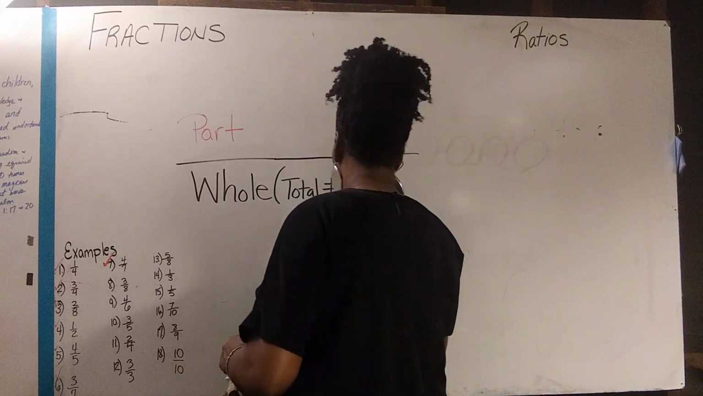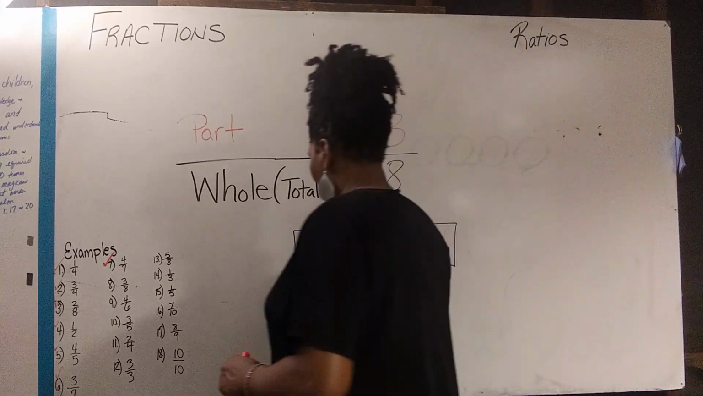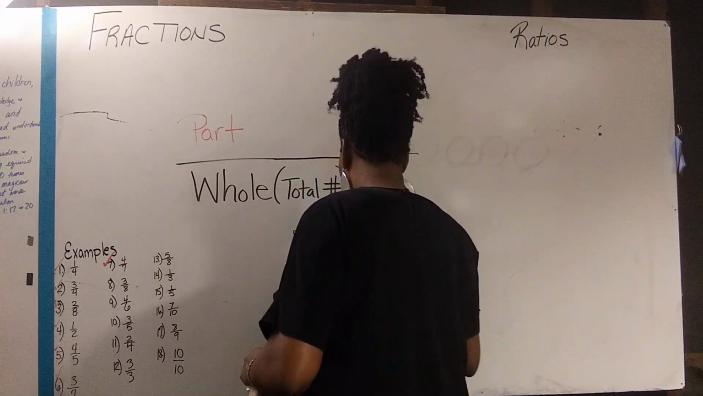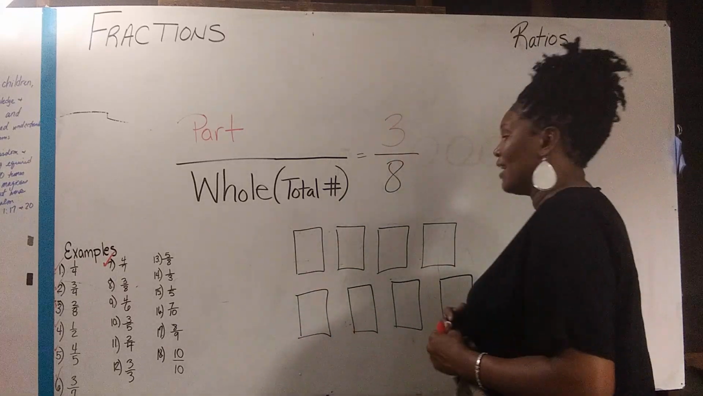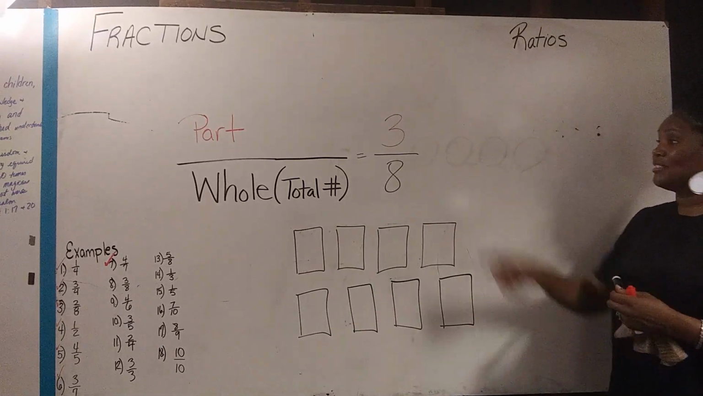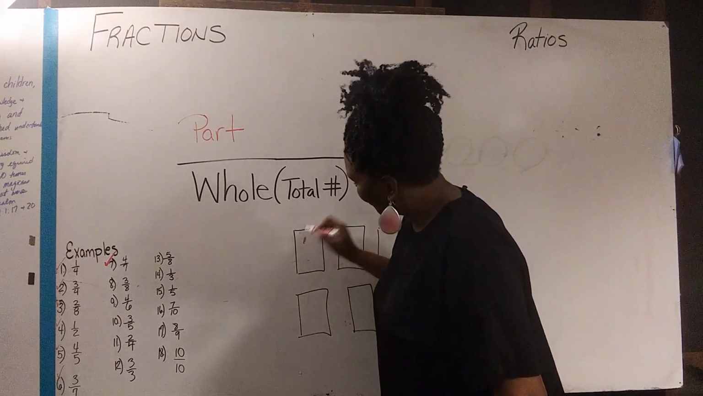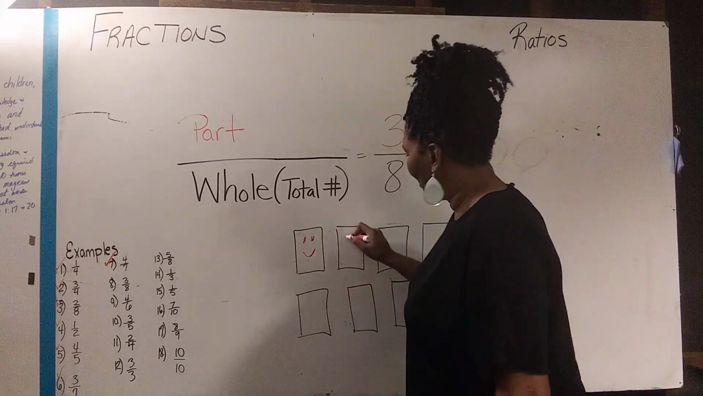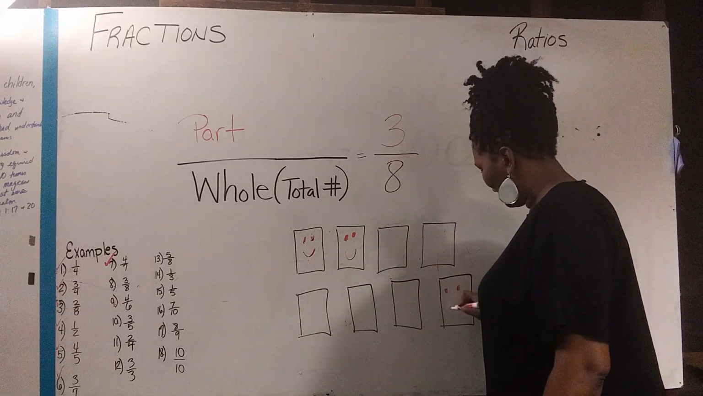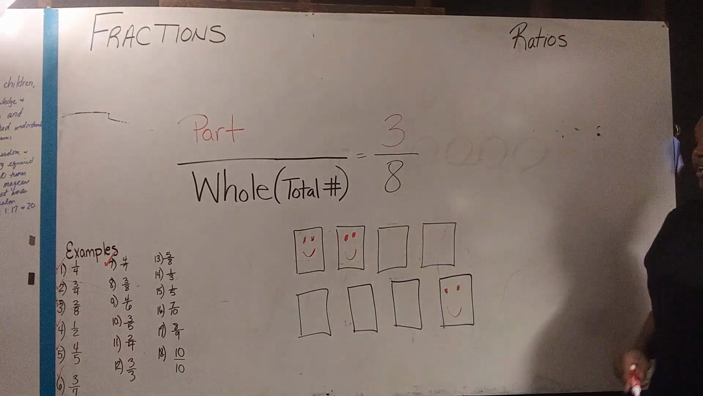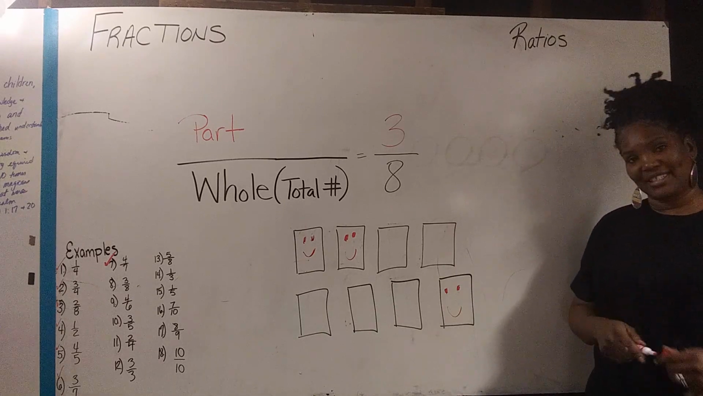So, 1, 2, 3, 4, 5, 6, 7, 8. And how many are going to get smiley faces? 3. Good job. So this one has a smiley face, and this one has a smiley face, and this one has a smiley face. So, 3 of my 8 squares have smiley faces.